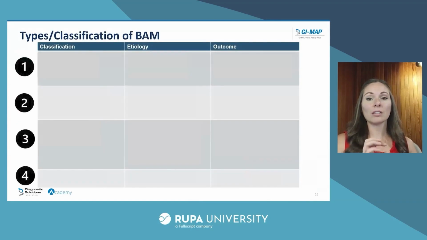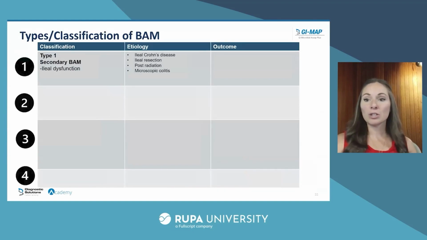So let's take a look at these classifications of bile acid malabsorption. Now, it's not, to me, very important that you know which category they're in, but it is important to know the categories so that we can know, is this a true malabsorption, or, as we'll see, can we have overproduction of bile acids. Type 1 is actually called secondary BAM, and it's secondary to some sort of dysfunction of the ileum. Again, that's where we want that reabsorption of our primary bile acids. So this can be due to Crohn's disease that affects the ileum, ileal resection, post-radiation for people who've had pelvic radiation that can alter the ability of the ileum to absorb, and microscopic colitis.